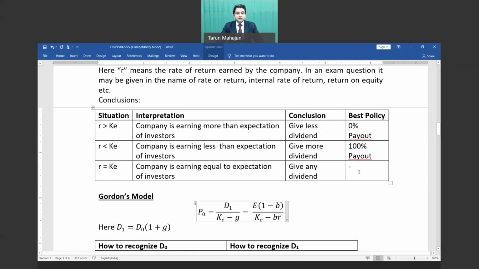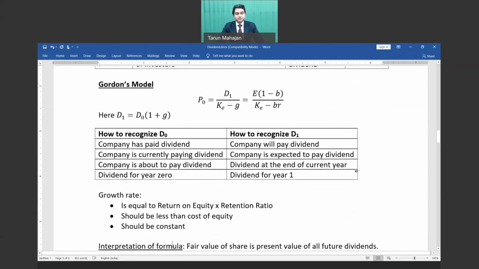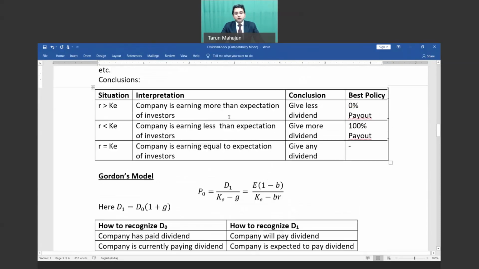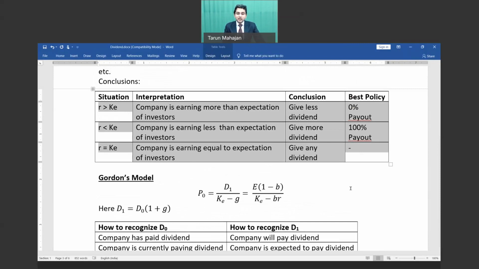Now the next approach is Gordon's model, which we have already studied under the cost of capital chapter, where it says that P0 is equal to D1 divided by K minus G. If you analyze in depth, this Gordon's model formula will also give you the same kind of conclusion. If your R is more than KE, then you should give least dividend.